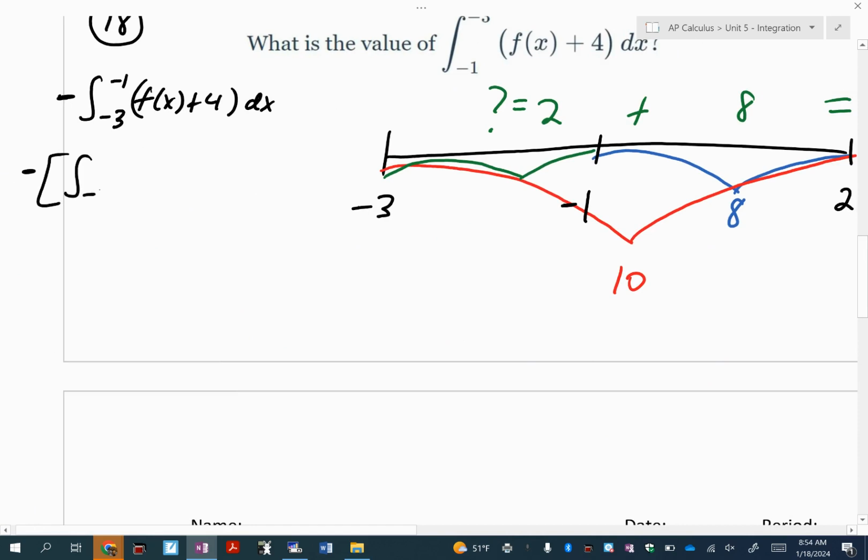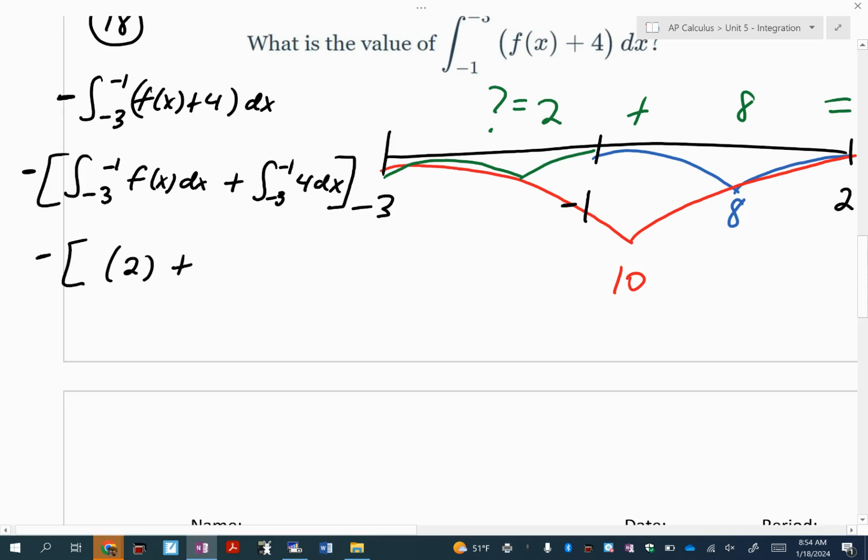Okay, let's split this up. So I'm going to have the integral from -3 to -1 of our first function. And then plus, see how the sign says +4? So plus the integral from -3 to -1 of 4. Let's see if we can do this one without a sketch. We just calculated the integral from -3 to -1. What was the value? 2. So that's going to be 2.